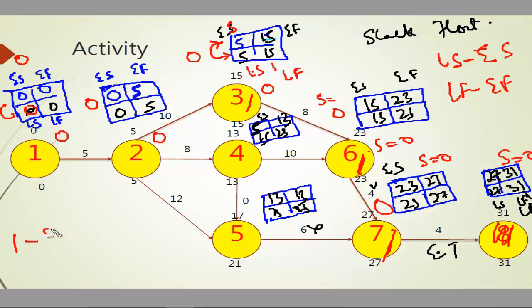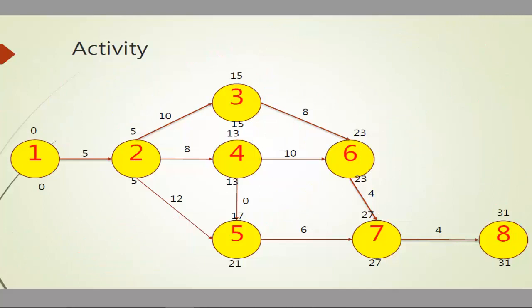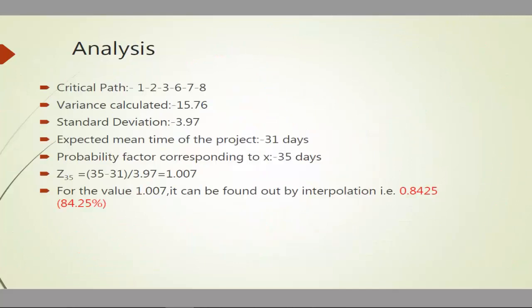So what will be the critical path? The critical path will be 1 to 2 to 3 to 6 to 7 and 8. So this is going to be my critical path. Right? So let's clear this now and go to the next slide. The critical path is going to be 1, 2, 3, 6, 7, 8.